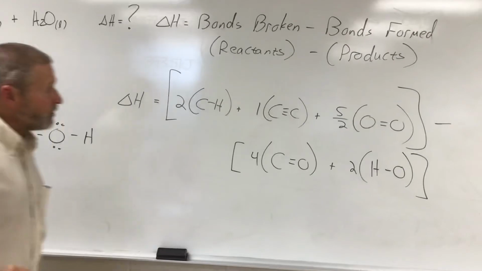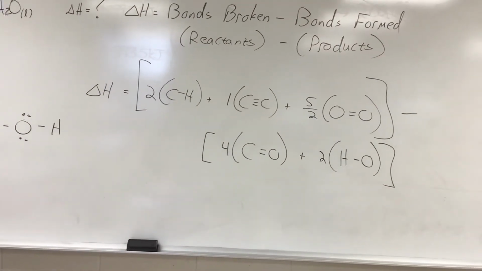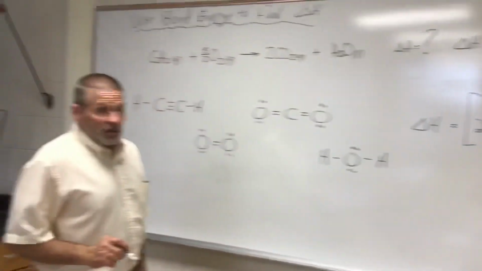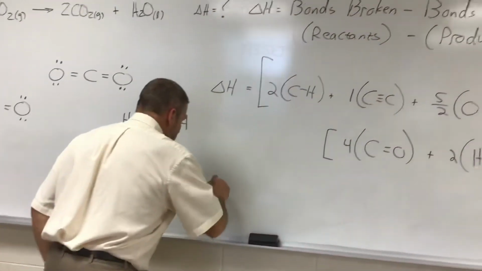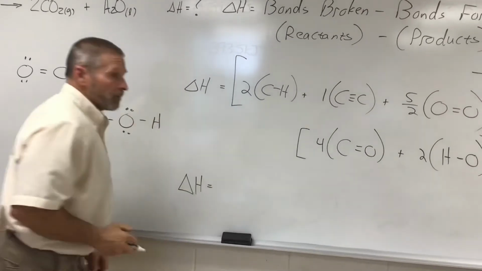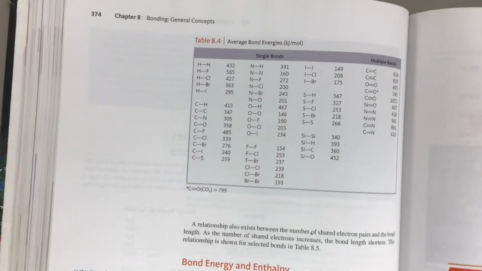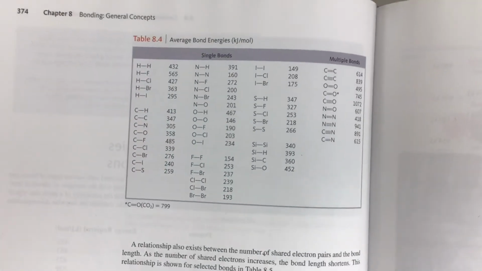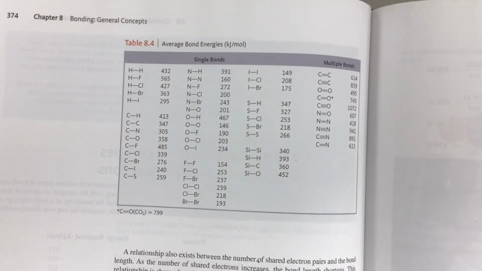Okay, so now I've identified the bonds I'm going to break and then form. It's time to go to the bond energy table and look up values. There's a table in the Zumdahl book in chapter 8. This is the chapter on bonding. Look at what the title of the table says: average bond energies in kilojoules per mole.